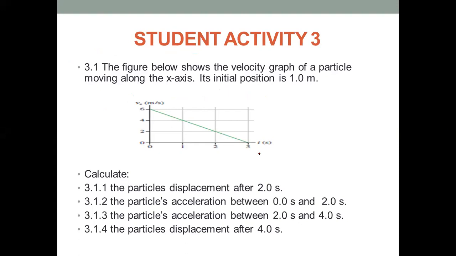Okay, it says 3.1. The figure below shows the velocity graph of a particle moving along the x-axis. Its initial position is 1.0 meters. As you can see here, we're given the velocity-time graph. Along the x-axis we have time, along the y-axis we have the velocity in meters per second. The first question says calculate the particle's displacement after 2 seconds.